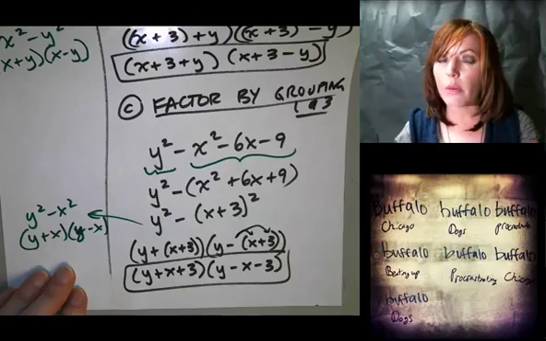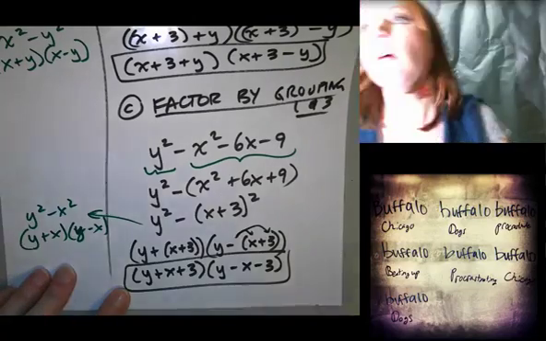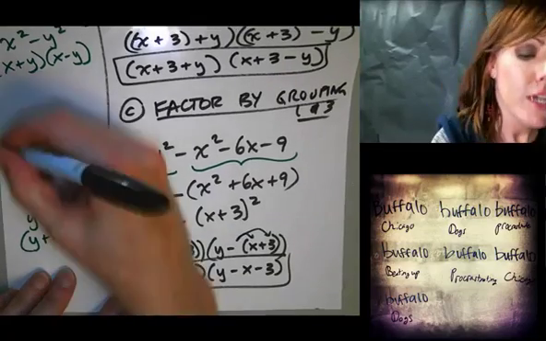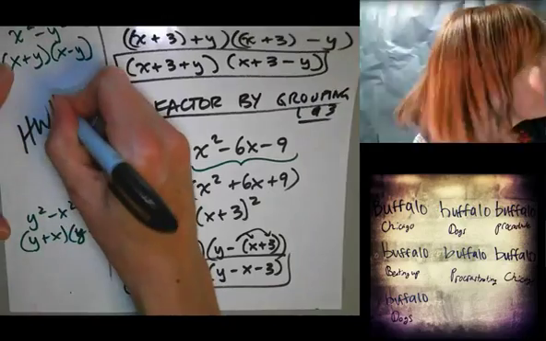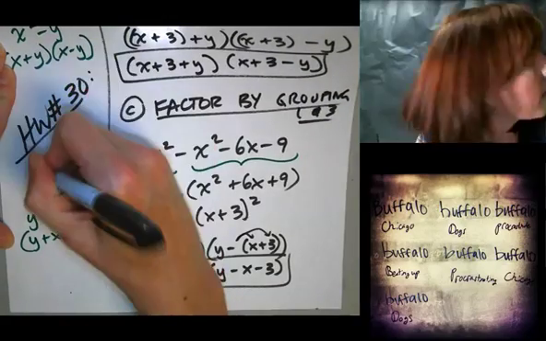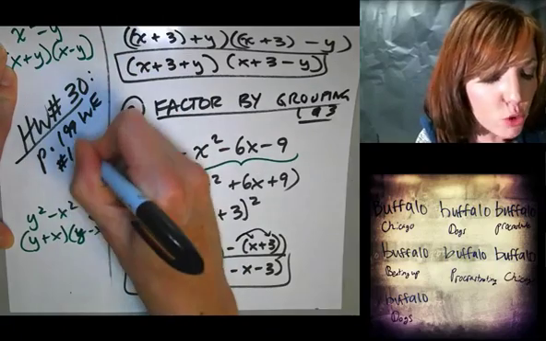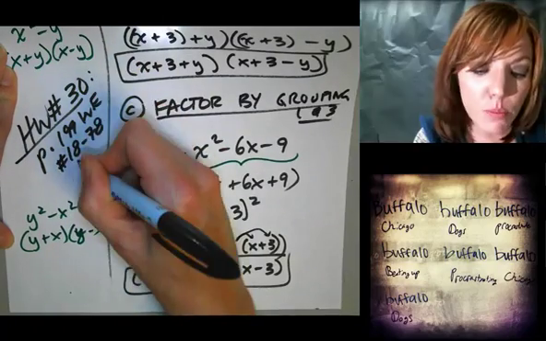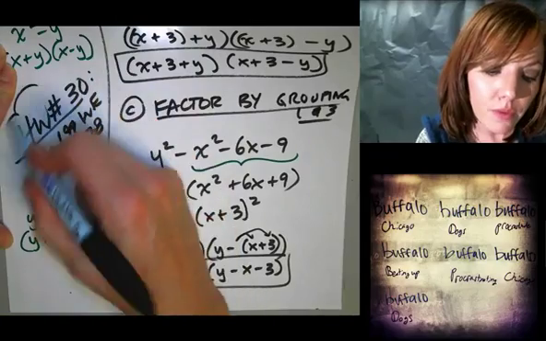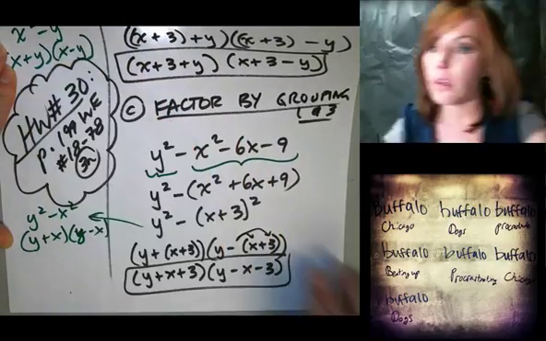Okay, how are we doing on questions? Okay, we're done. Homework 30, page 199, written exercises 18 to 78, multiples of 3. All right.